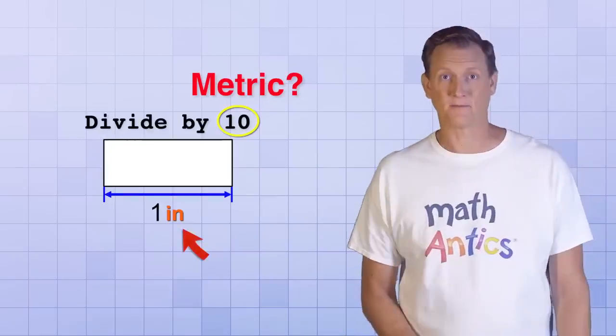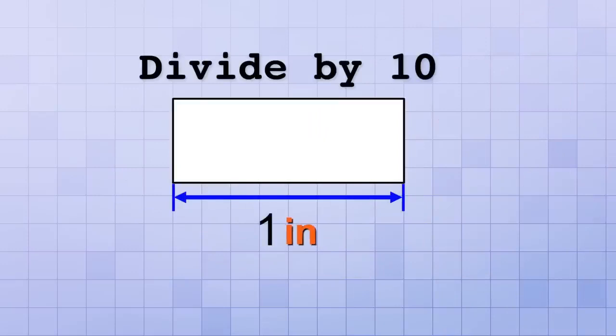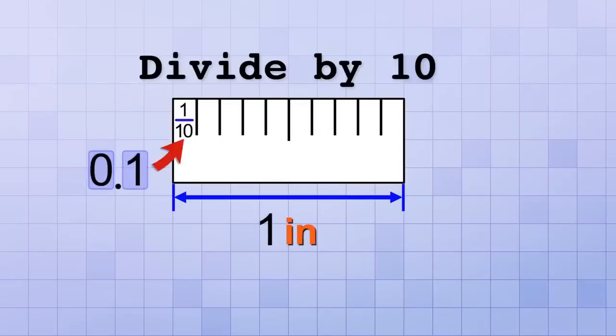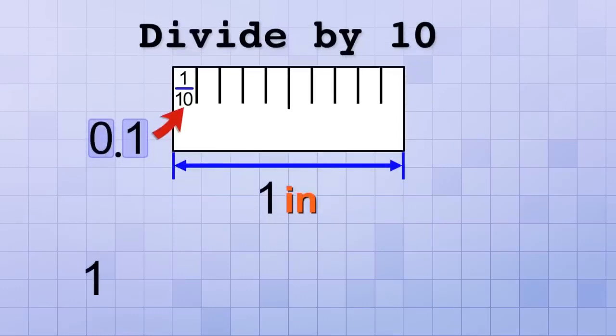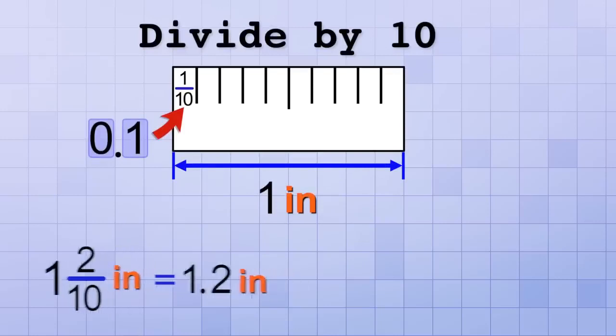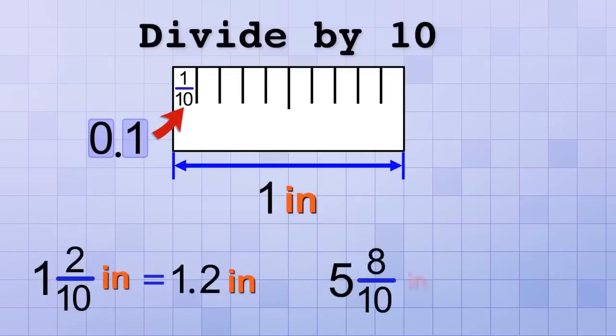Here's how that works. You start with an inch and then divide it into 10 equal parts. Each mark represents a tenth of an inch. So you can express the fractional parts easily with decimal digits, just like you do with the metric system. For example, if a measurement came out to be 1 2/10 inches, you just say it's 1.2 inches. Or if a measurement came out to be 5 8/10 inches, you just say it's 5.8 inches.